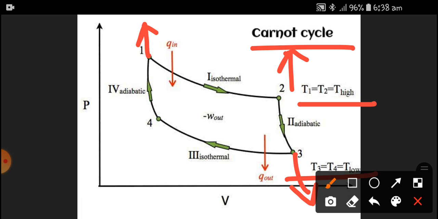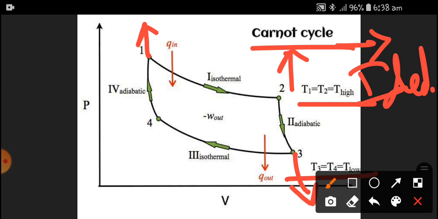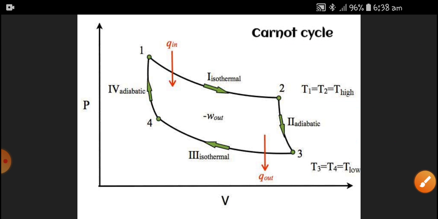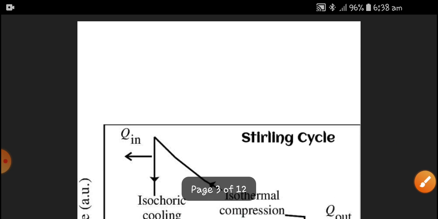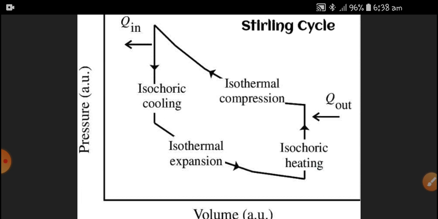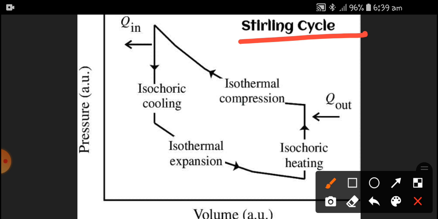You can notice this. The Carnot cycle is an ideal cycle for engines. And the next one is the Stirling cycle. It is an important and interesting cycle where constant volume processes come together. It is an ideal cycle for gas turbines.